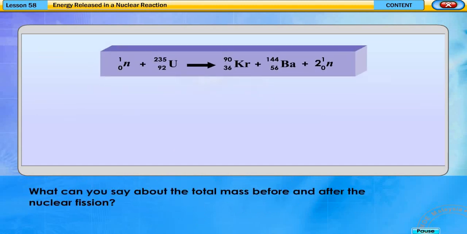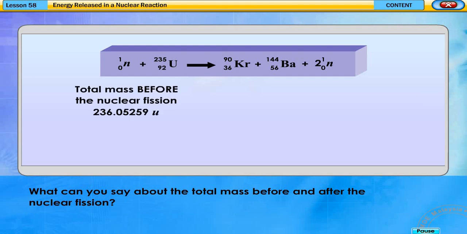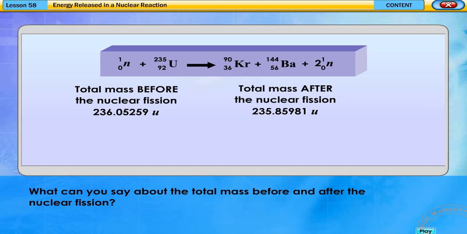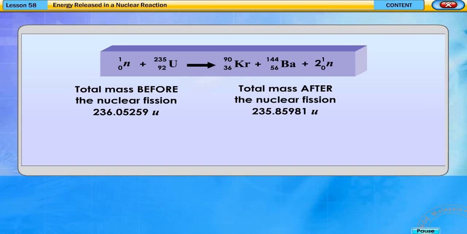What can you say about the total mass before and after the nuclear fission? Comparing both total masses, it can be seen that the total mass before the nuclear fission is more than the total mass after the nuclear fission.